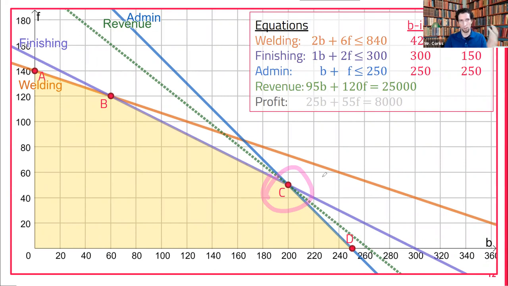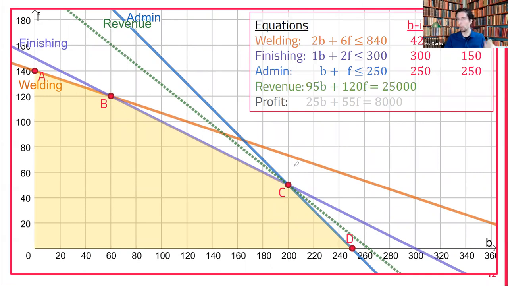Finishing and administration. Okay, good. So just finishing and administration, because it's the blue and purple lines that are intersecting at point C. If our corner is on those lines, that means we are at the limit of those lines. We can't go further.